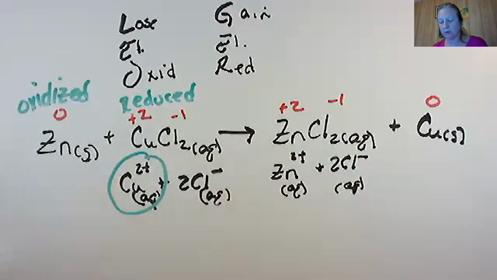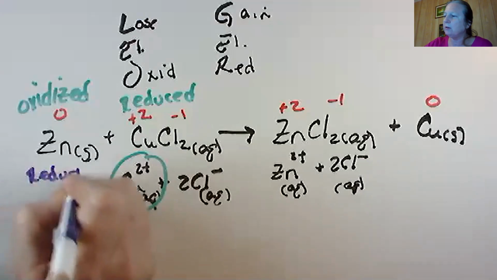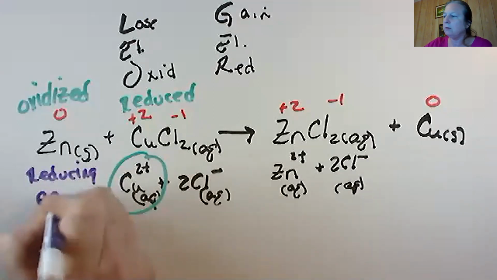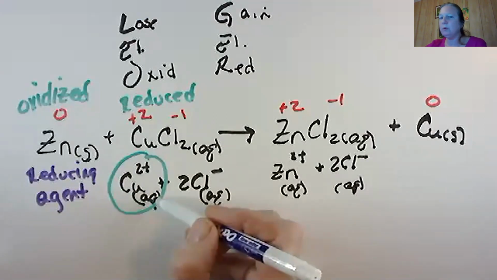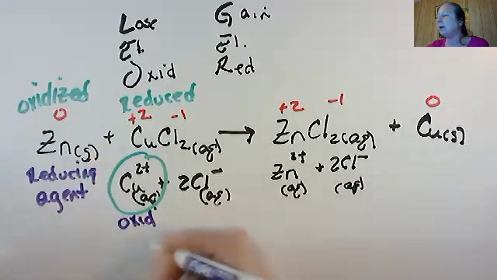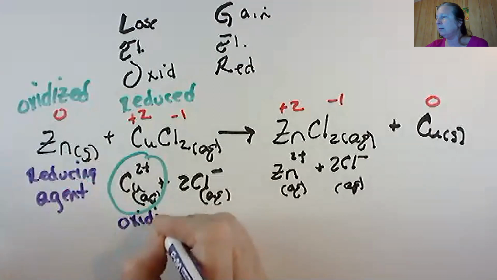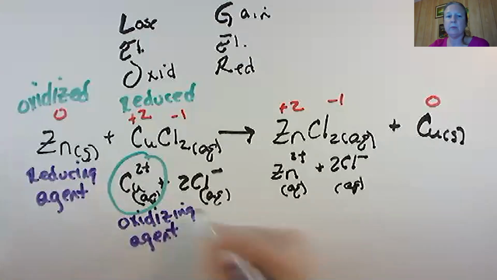So if this is getting oxidized, that means it's the agent that's allowing this to be reduced. And so therefore, this is the reducing agent. And if this is being reduced, it's enabling zinc to be oxidized. So it is the oxidizing agent or oxidizer. So it's either oxidizing agent or oxidizer.